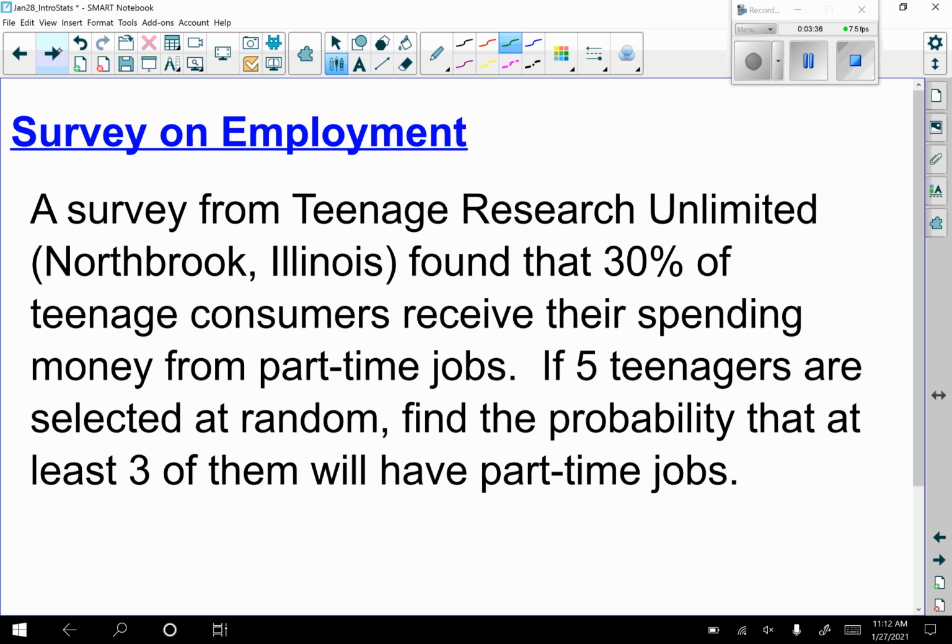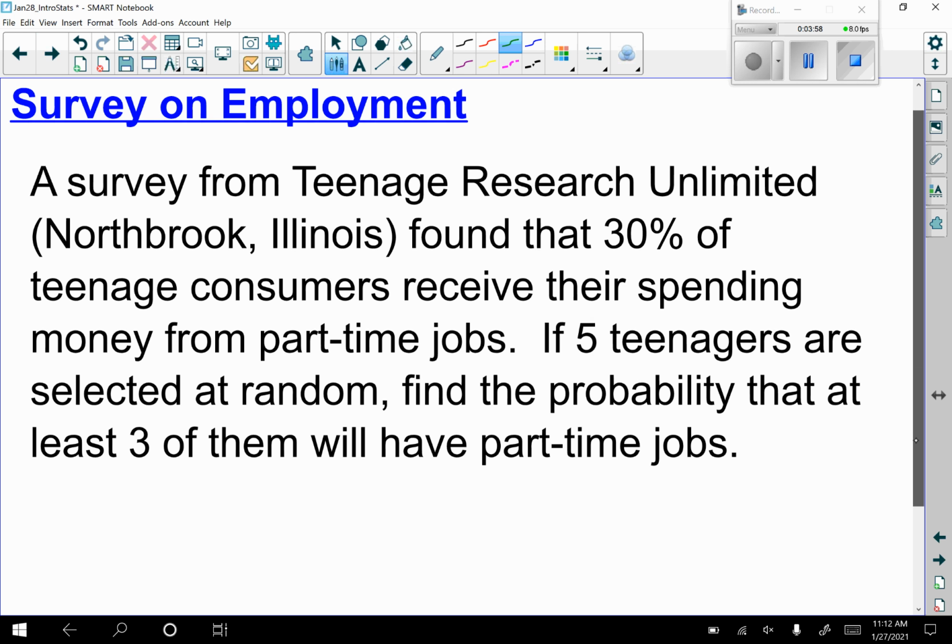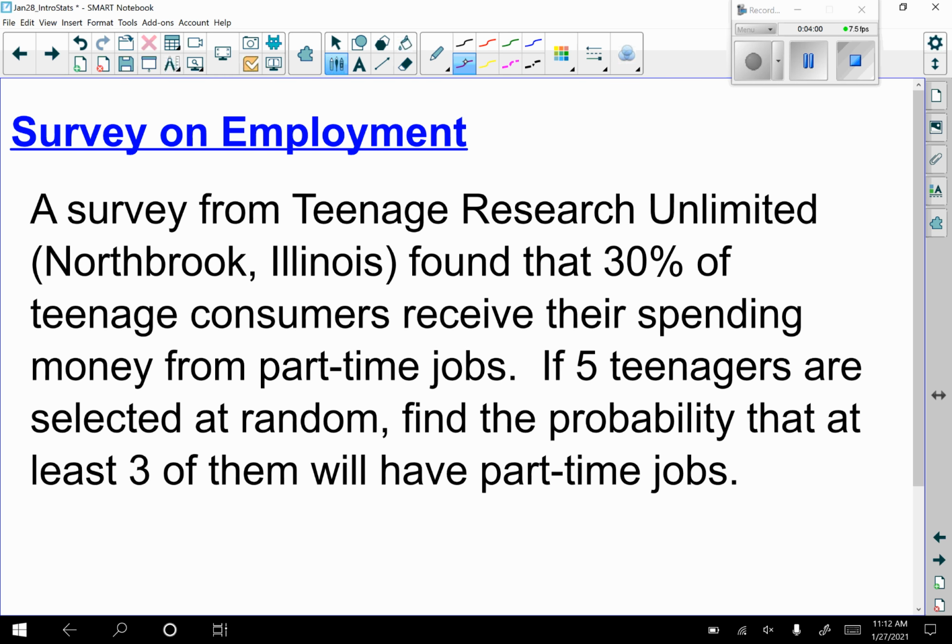All right, our next example is a survey on employment. A survey from Teenage Research Unlimited found that 30% of teenage consumers receive their spending money from part-time jobs. If 5 teenagers are selected at random, find the probability that at least 3 of them will have a part-time job. Now this is a little different, so we're going to go through this together.